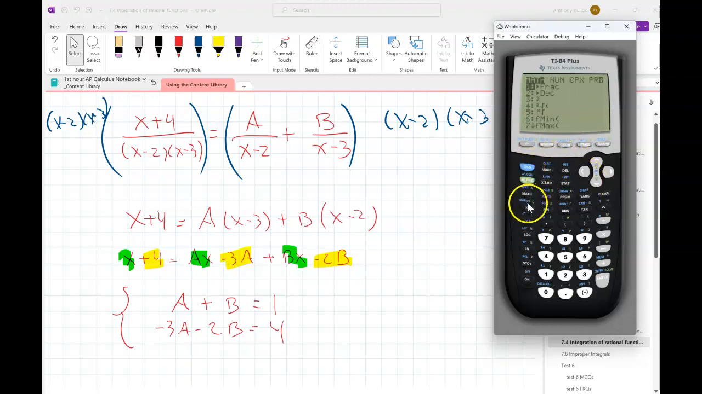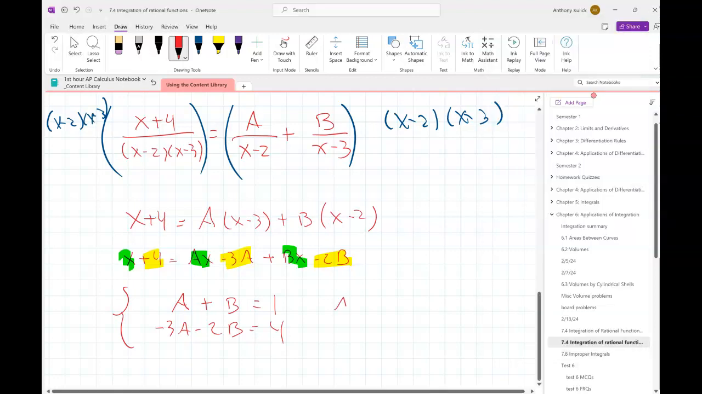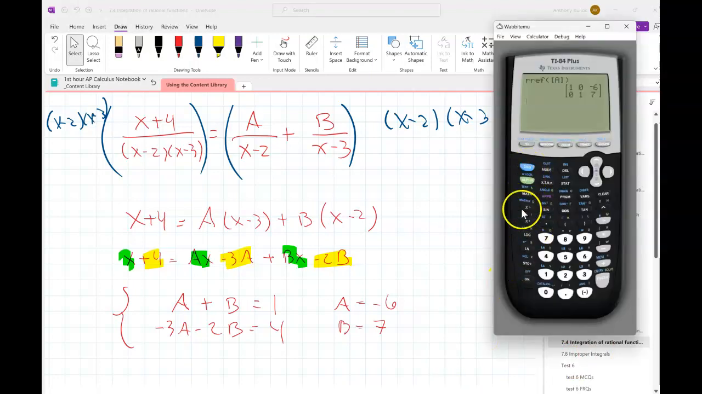And then I do matrix, math, RREF of that matrix A. And I get A has to be negative 6 and B has to be positive 7. The matrix button is right here above the x to the negative 1 button. See it in blue, so second x to the negative 1.